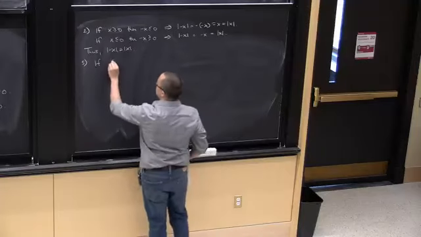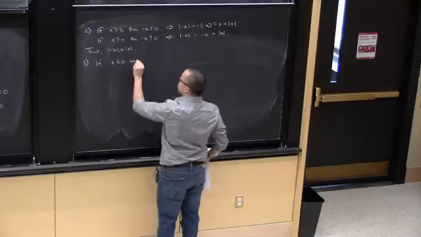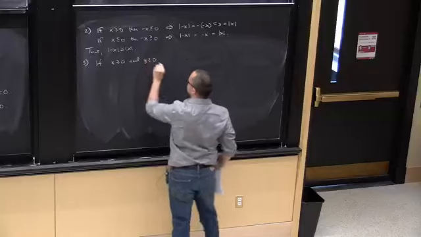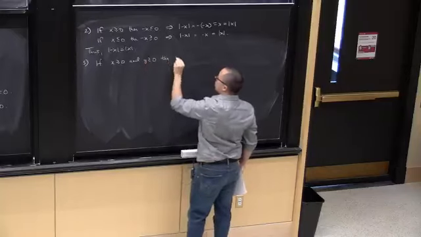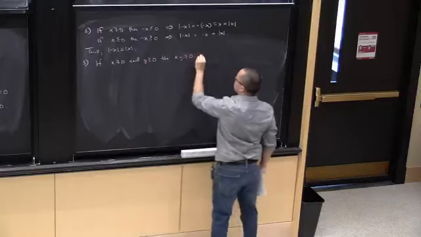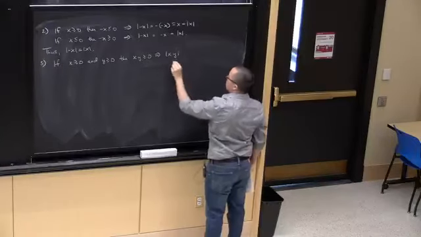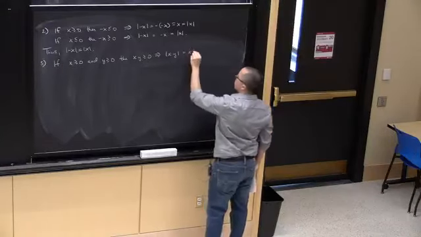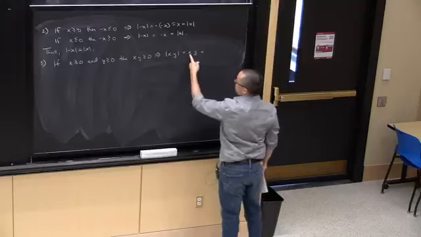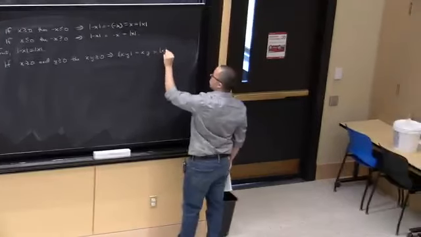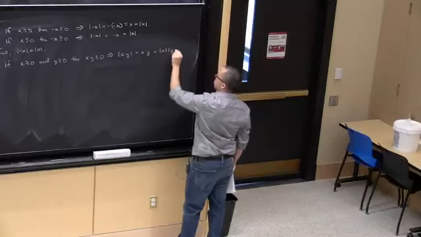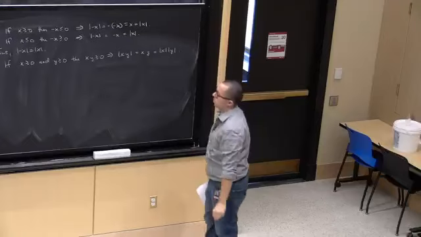So if x is bigger than or equal to 0, and y is bigger than or equal to 0, then x times y is bigger than or equal to 0, which implies the absolute value of x times y is equal to x times y. And since x is non-negative, that's equal to its absolute value. Since y is non-negative, that's equal to its absolute value. Okay?